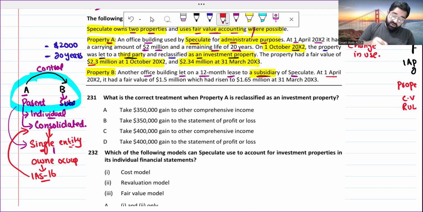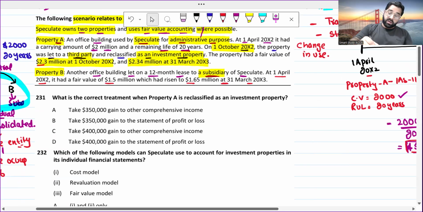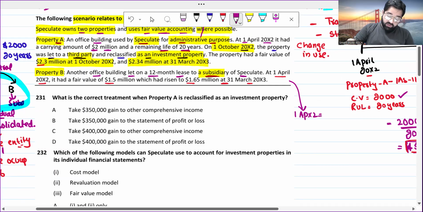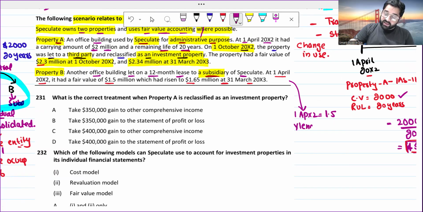At 1st April 20x2, at the start of the year, the fair value of the property is 1.5 million, which has risen to 1.6 million at 31st March 20x3. Now, if I do my working over here, at the year start, the 1st April 20x2, the fair value of the property is 1.5 million, and at the year end, 31st March 20x3, the fair value of the property is 1.65 million.